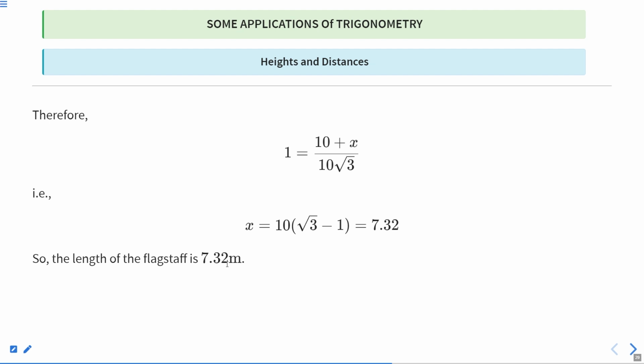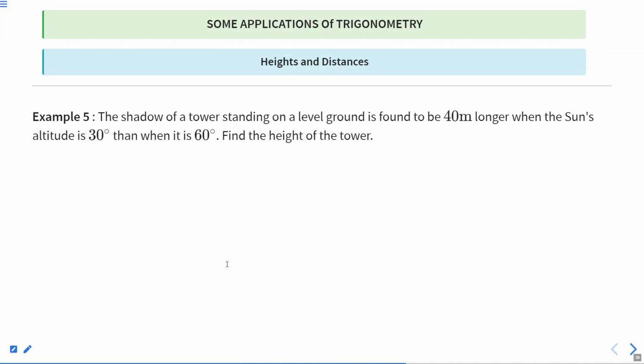So is this clear to you? I hope this is clear to all of you. So I move to the next example.